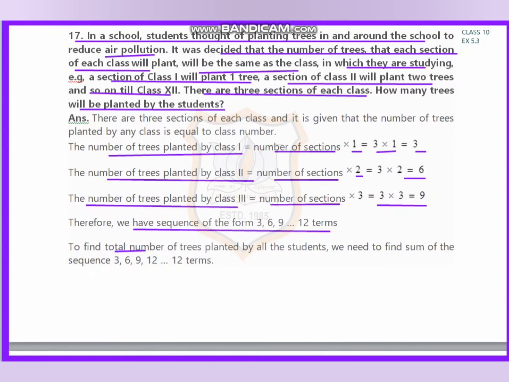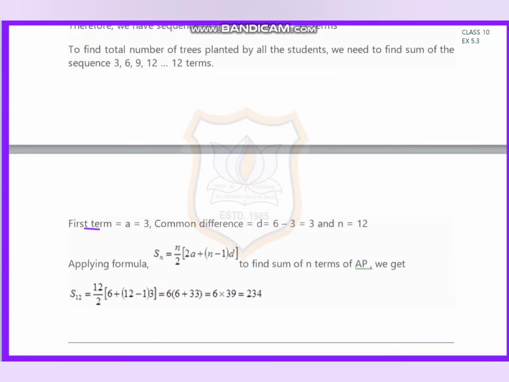Now we have to find the number of trees planted by all students. We have to find the sum of the terms of the sequence. Here the first term is a equals 3, the common difference is 6 minus 3 equals 3, and n equals 12. By using the formula of Sn, the sum of the terms of an AP, we have to put in the values and find S12.